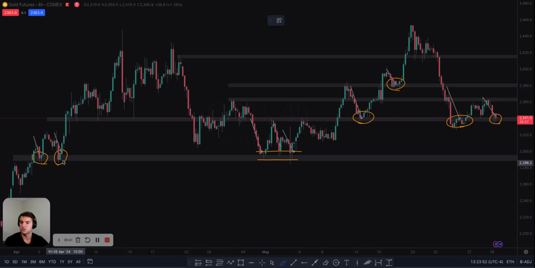Now let's look at some resistance levels, right? Actually, I forgot. This is also a support level over here.